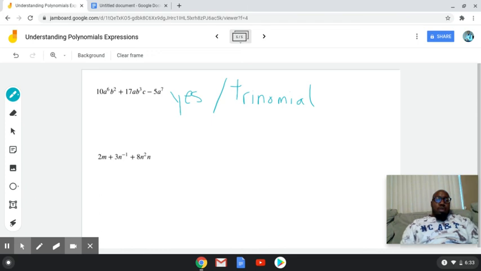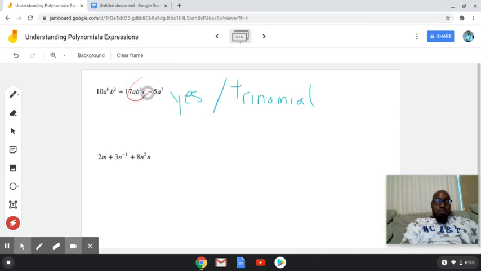And what is the degree of this one? Remember, the degree is the one with the highest sum of exponents. So we look here and count the exponents. 6 and 2 is 8. This is 1, 3, and 1, so that is 5. And this one by itself is 7. So this one has a degree of 8.